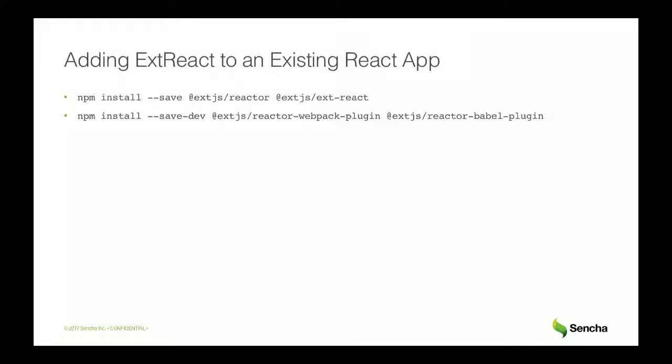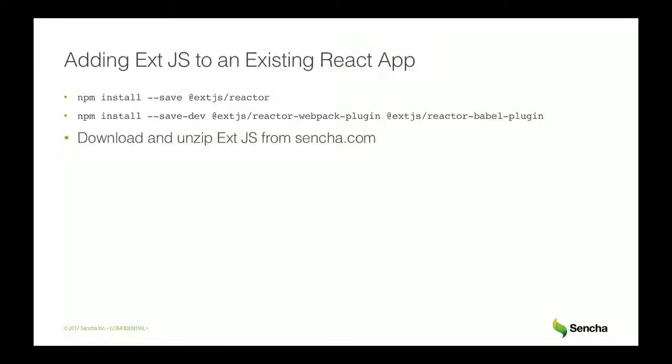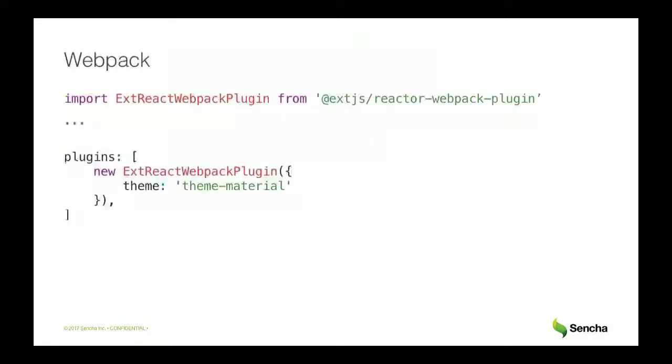If you've got an existing app that you want to add ExtReact to, then there's a few dependencies to install. So npm install --save reactor and ExtReact, and then there's two tooling things that you have to install with --save-dev, the Reactor Webpack plugin and the Reactor Babel plugin. If you're an Ext JS customer, you'll do something similar. You just won't install ExtReact, but instead you'll download and unzip the Ext JS SDK from Sencha.com or the support portal like you do for any other Ext JS app.